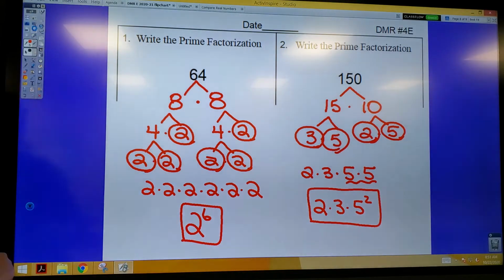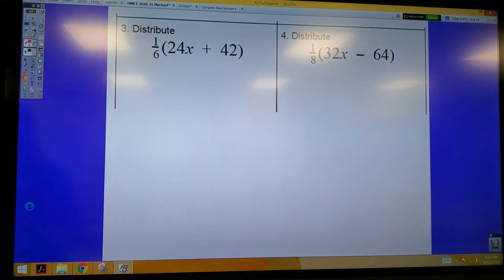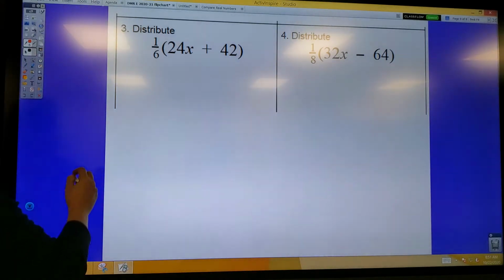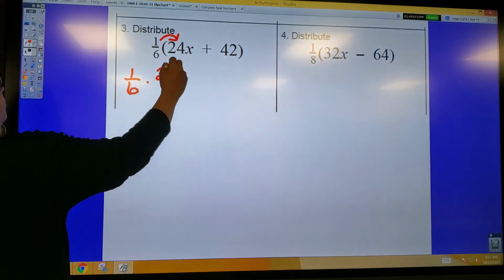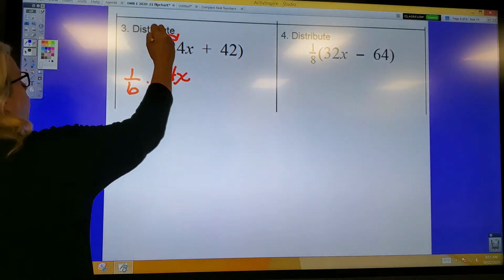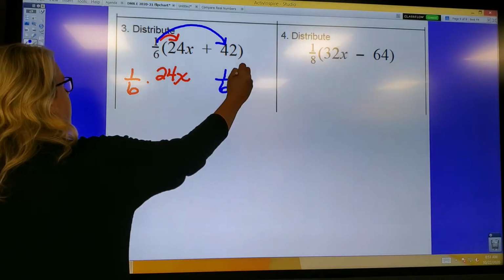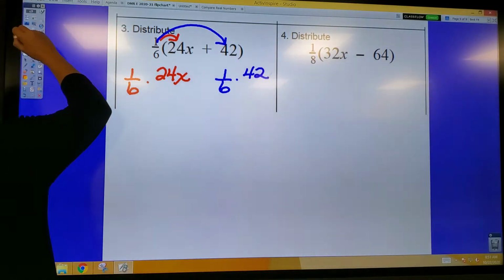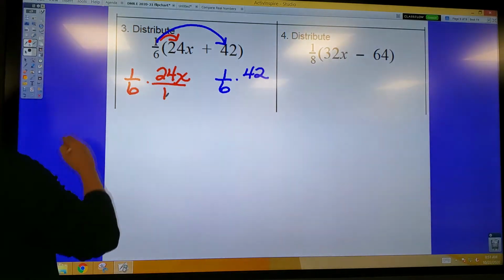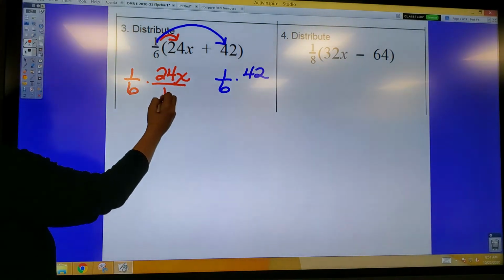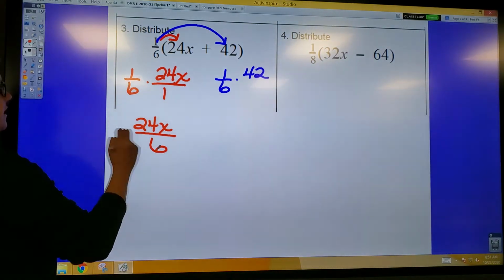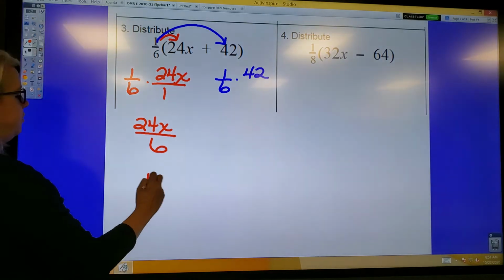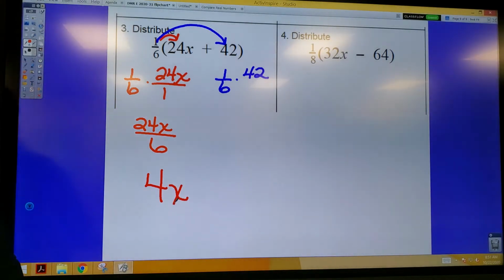All right, moving on to our last two problems where we are distributing these fractions. So for number 3, we're distributing 1/6. 1/6 times 24x, and we're going to do 1/6 times 42. So jumping back over here to this 1/6 times 24x, putting 24x over 1 and then multiplying straight across, you get 24x over 6. How many times does 6 go into 24? It goes in there 4 times. So 1/6 of 24x is 4x.